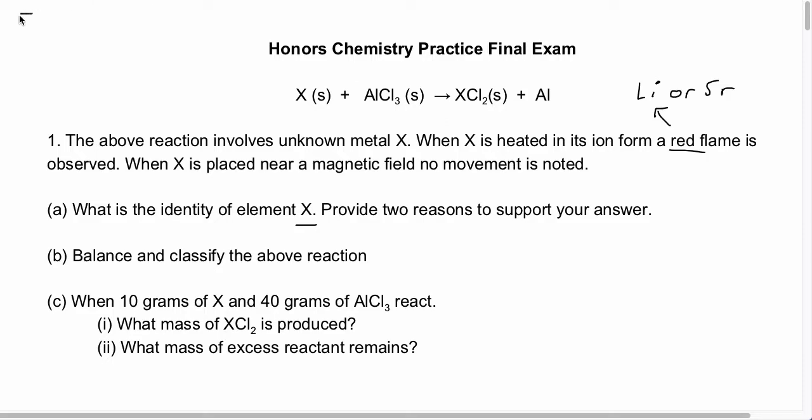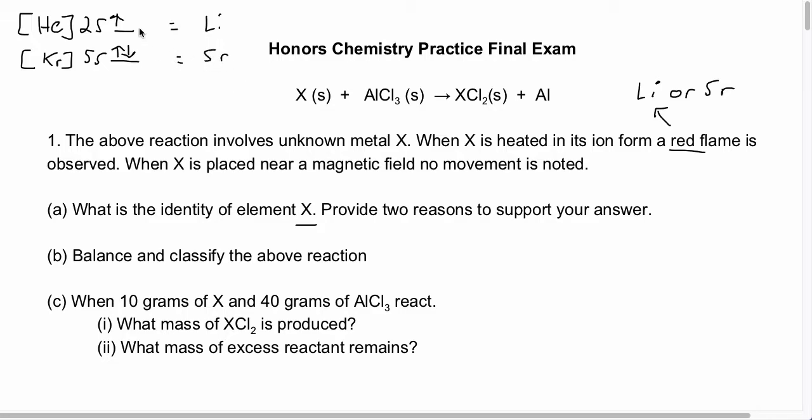So if we do the configuration for Li, using the orbital notation, we have He 2s1. Okay, so that equals Li. And then if we do it for Sr, we have Kr 5s2. Okay? And that equals Sr.